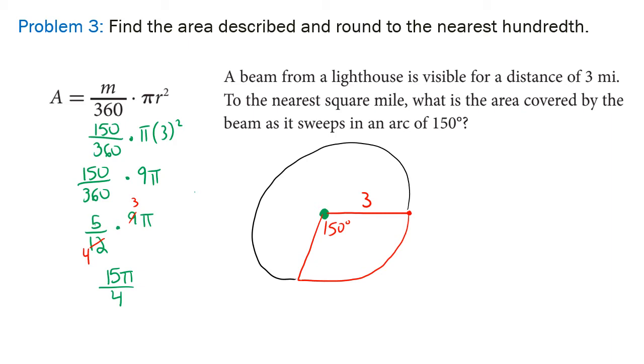Putting that as a decimal to the nearest hundredth, 15 pi divided by 4 is about 11.78 miles squared.